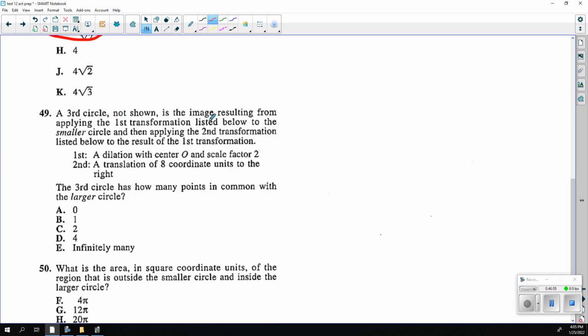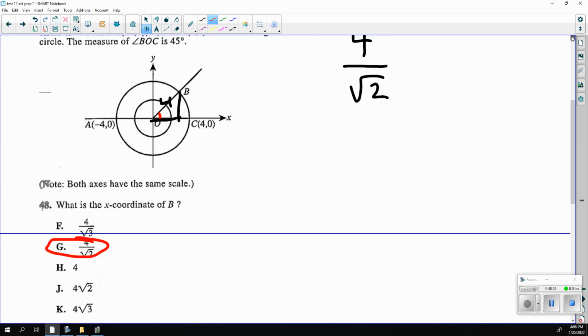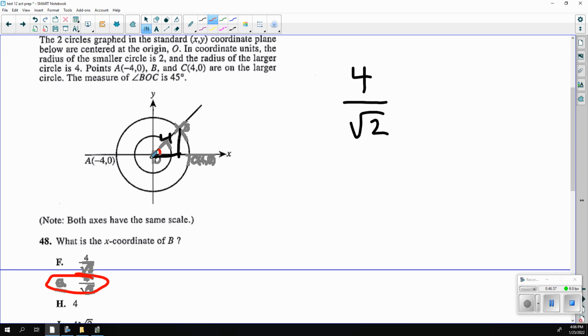A third circle not shown. Center 0 and 2 is moved 8 units to the right. So it's got center 8 units to the right at 8,0. And a radius of 2.